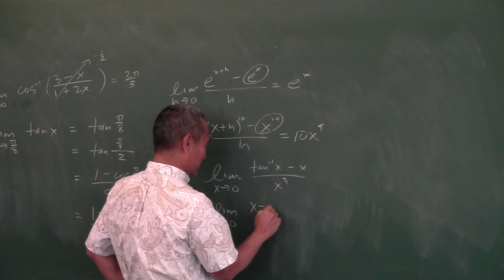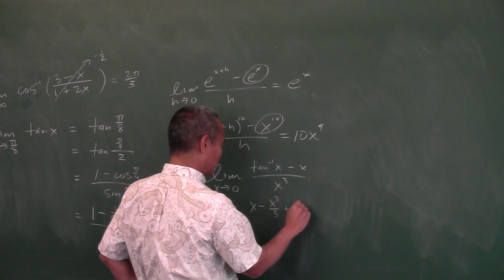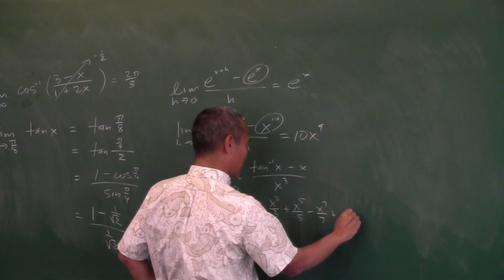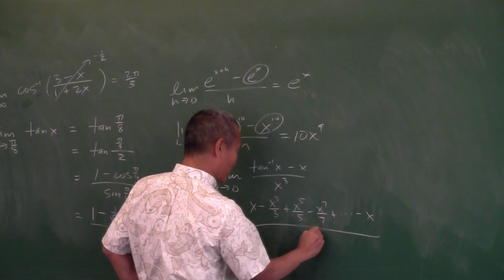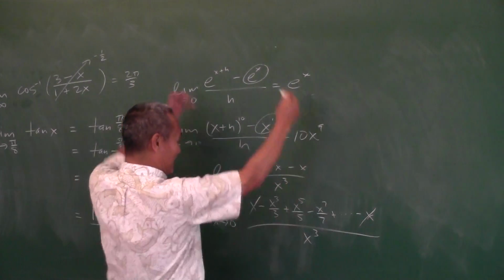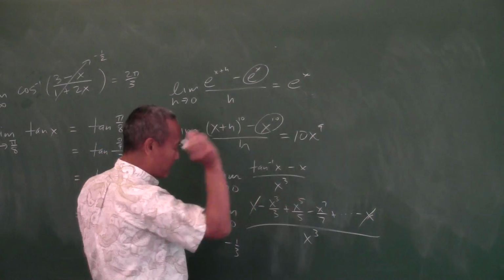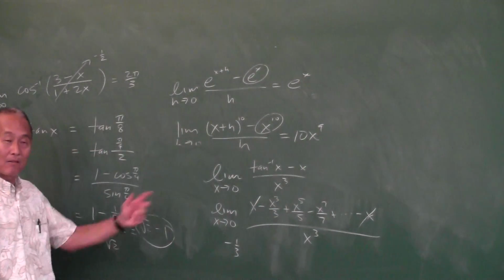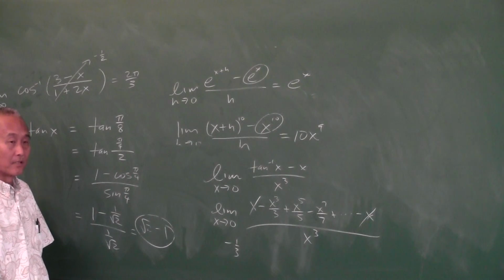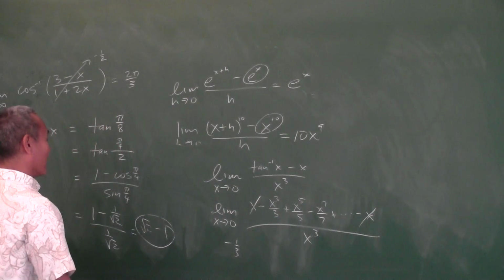X minus x to the third over 3 plus x to the fifth, plus minus, all over x cubed. Oh, but the x is cancelled. And then when you lift and separate, what's the first term going to be? Negative 1/3, and then all the other stuff is 0. See how power series bails you out? Power series good. Fire bad.